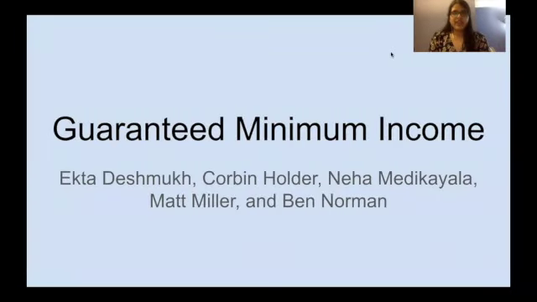Hi everyone. Today our group is going to present about guaranteed minimum income and how it affects labor supply. So first I'm going to go a little bit into a brief description about guaranteed minimum income and then into the goals of the policy.